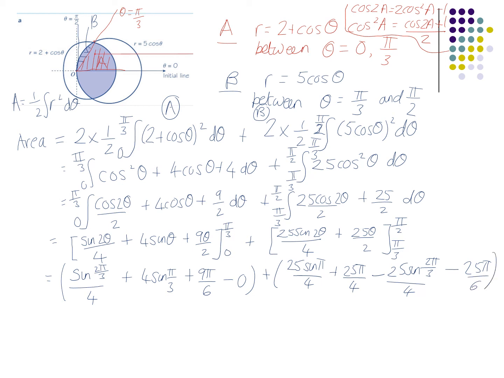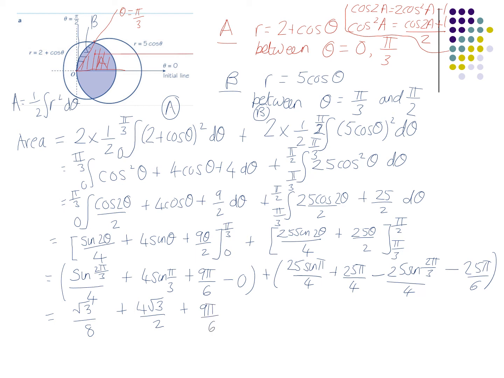Okay, I'm just going to do a little bit more evaluating here, because if you put all of that in your calculator, it's likely to give you a decimal. So let's work each of these out individually. Sine of 2 pi over 3 is √3 over 2, so I get √3 over 8. Sine pi over 3 is √3 over 2, so I get 4 √3 over 2. So that one I'll just leave like that.